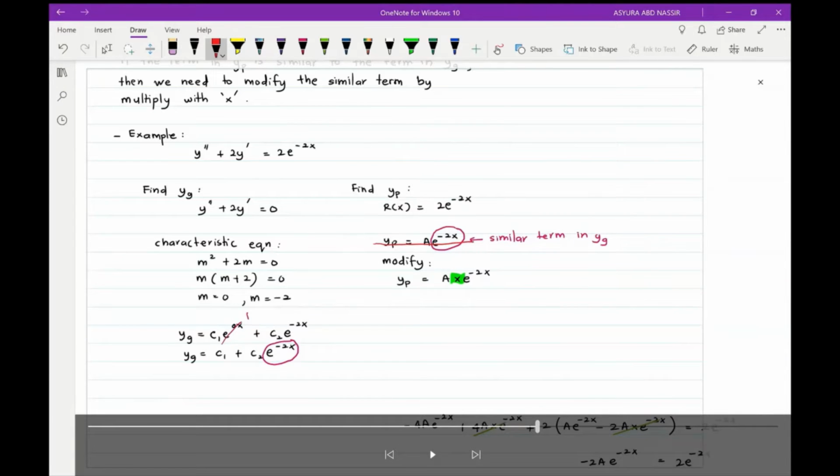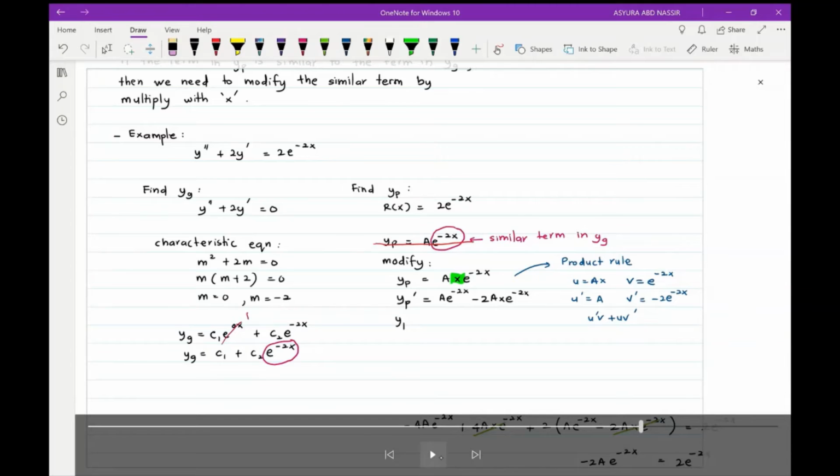Then continue with the same step, that is, differentiate your yp to get yp prime. Since you have axe negative 2x, you need to differentiate using the product rule. You will get yp prime is ae negative 2x minus 2axe negative 2x. Next, you find your yp double prime. It will be negative 2ae negative 2x, and for the other term you again have to use the product rule. Then you simplify and get negative 4ae negative 2x plus 4axe negative 2x.